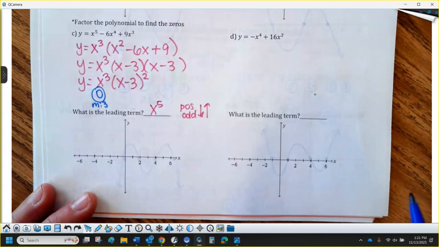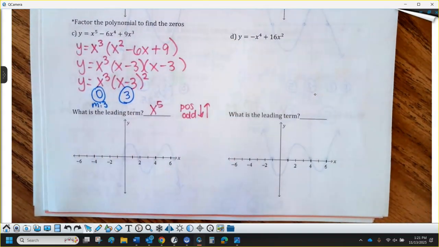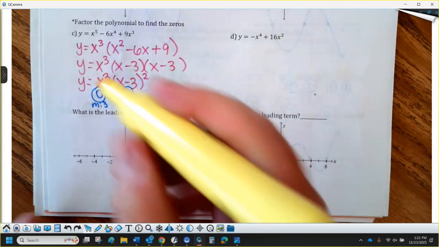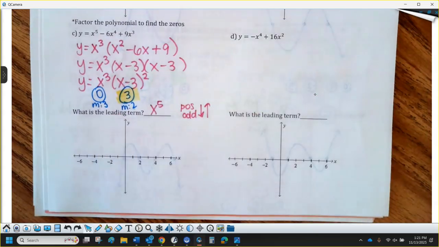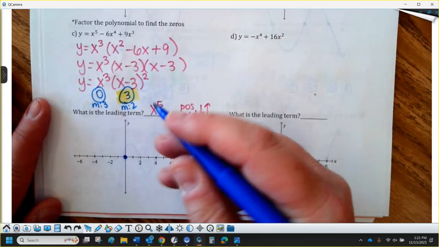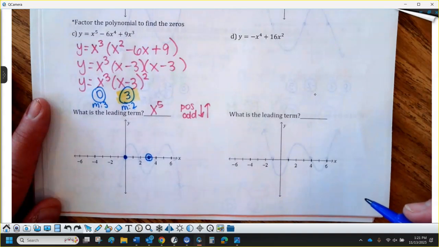Multiplicity there is 3, so we're going to go through the x-axis, and that x minus 3 appeared twice, so this has a multiplicity of 2. I just want to remember, if I have an even multiplicity, which that one's 2, do not go through the x-axis at that 0. So I'm going to put a point on my x-axis on 0 and on 3, and I'm just going to circle the 3 so I don't go through the x-axis.